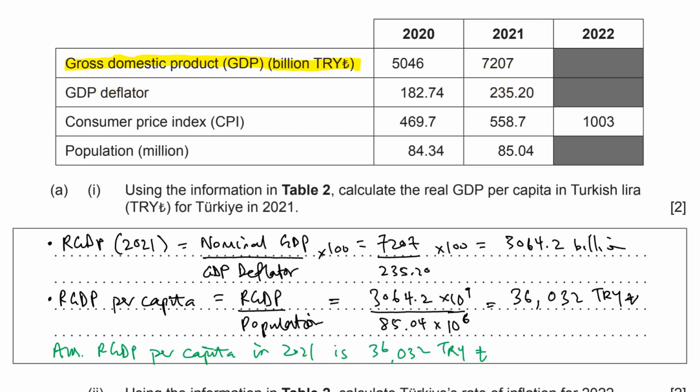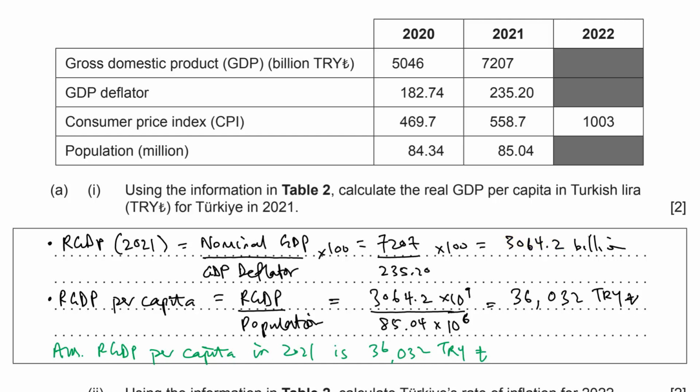So that's what we have down here. In order to calculate the real GDP, we take the nominal GDP and divide it by the deflator in that particular year. The nominal GDP in 2021 was 7,207, and the GDP deflator was 235.2. So we take 7,207, divide by 235.2, multiply by 100 because we need to get the index back somehow, and we end up with a real GDP of 3,064.2 billion Turkish lira. So that's the first half of the calculation. It's just getting the real GDP figure.